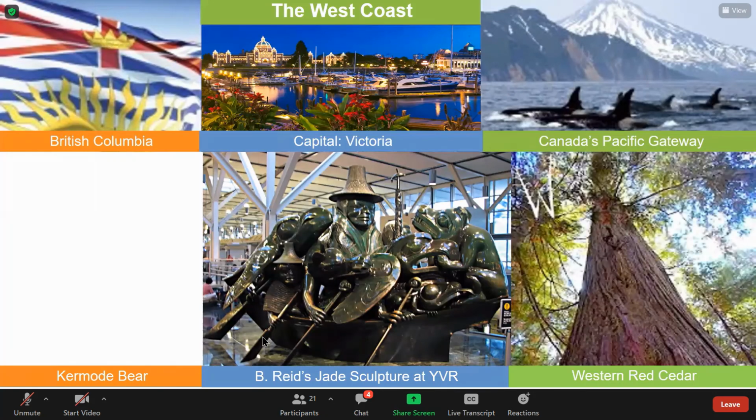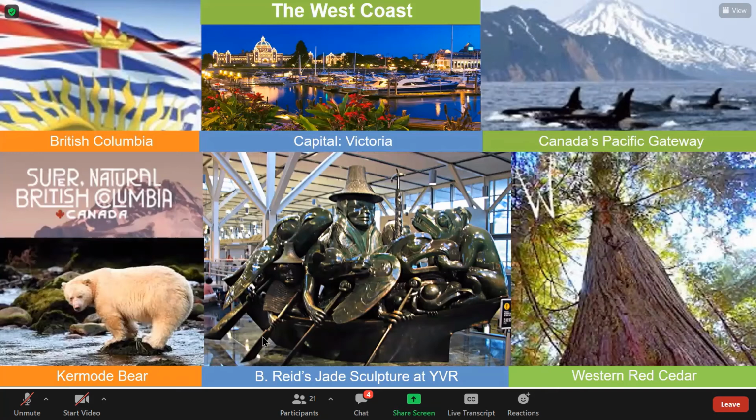So now we are talking about the West Coast, which is our beautiful province, British Columbia. The capital, as you can see, is Victoria. We have the Canada Pacific Gateway because we are close to Pacific Asia. And as you can see, among the resources, we have a lot of bears, and we have Western red cedar, and we are very famous for First Nation art.